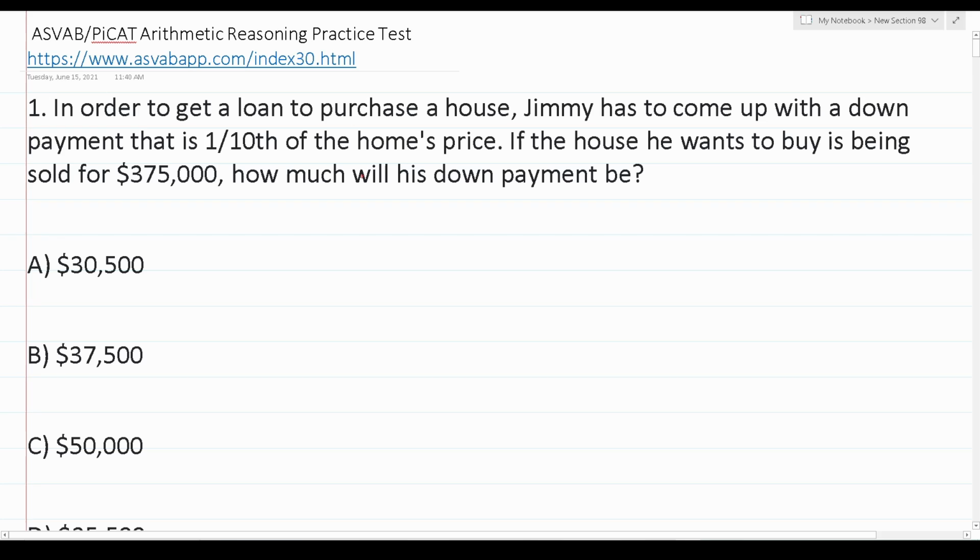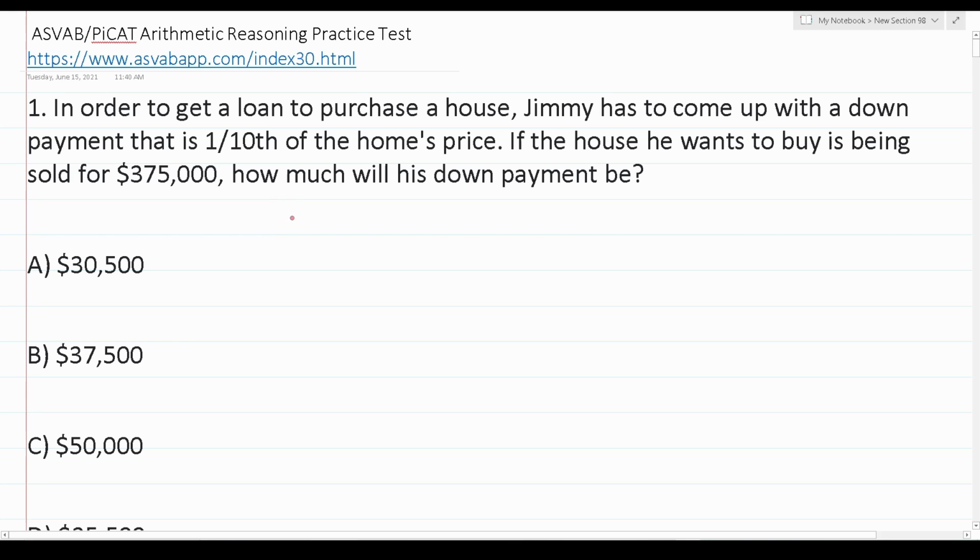All right, this first question says, in order to get a loan to purchase a house, Jimmy has to come up with a down payment that is 1/10 of the home's price. If the house he wants to buy is being sold for $375,000, how much will his down payment be? All right, so many of you could probably do this one in your head by finding 1/10 of 375,000. But if for some reason you couldn't do this one in your head, I'm going to work it out step by step. Again, you may have noticed that I rephrased this question like this.